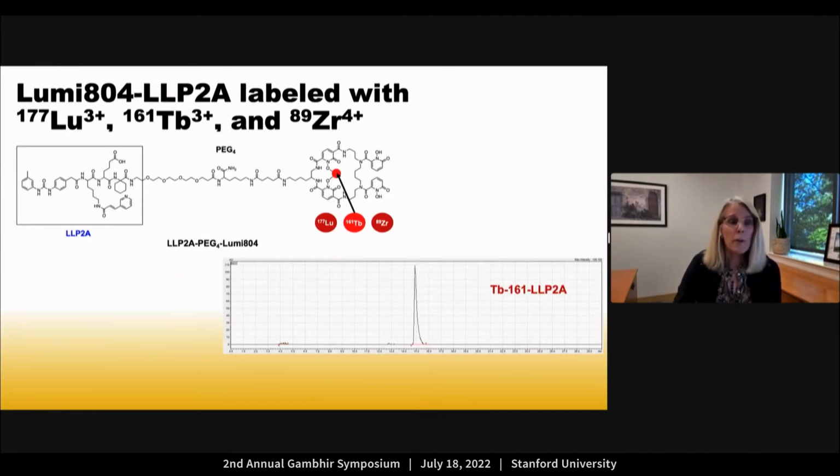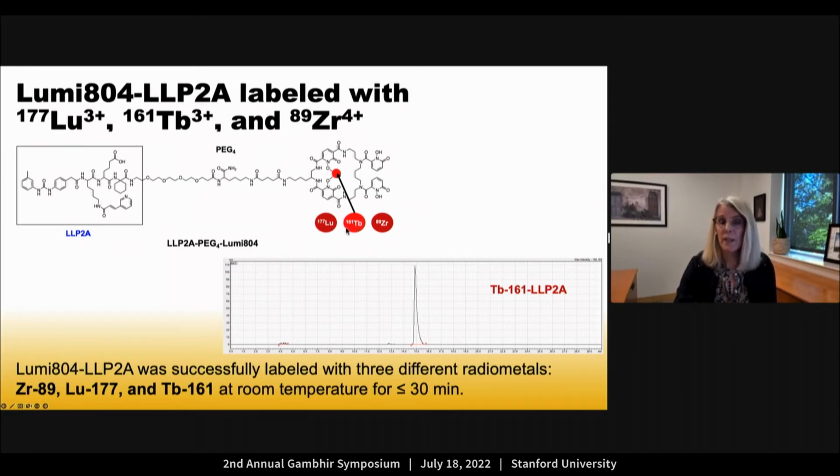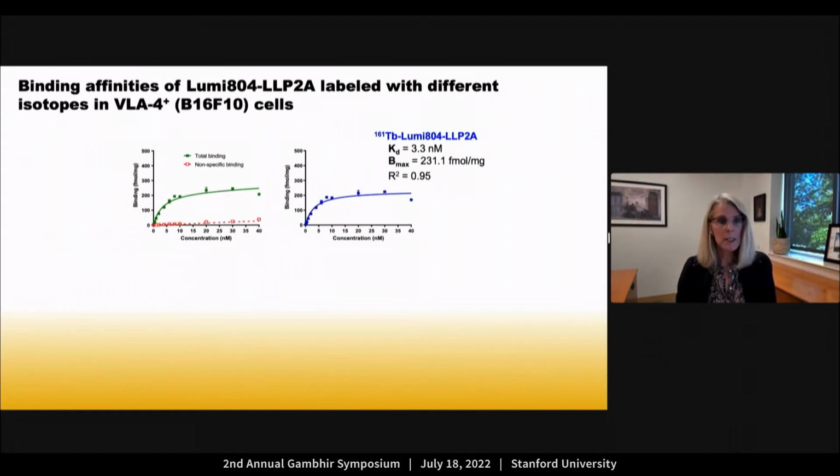So the LUMI-804 LOP2A readily labels with lutetium, terbium, and zirconium, all at room temperature in under 30 minutes and very high purity. So this particular agent is very easy to work with, very easy to label. And this can be compared to some of the DOTA conjugates, which require high temperature. And I'm going to talk about that in a little bit.